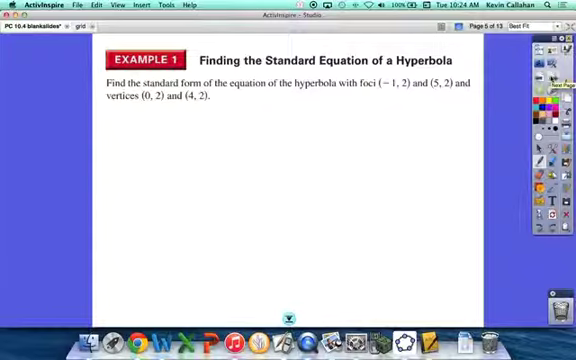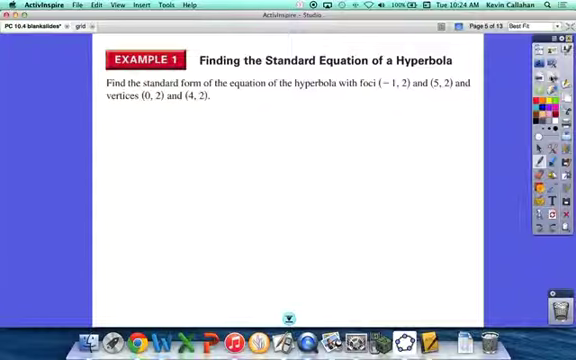So find the standard equation of a hyperbola if it has foci at negative 1, 2, and 5, 2, and vertices at 0, 2, and 4, 2. Okay. So again, it did not actually ask you to graph, but I'm going to sketch a little bit just to help me understand if it's horizontal or vertical, which equation to use, what values I already know, which ones I need to figure out.